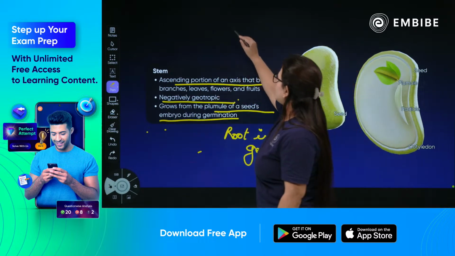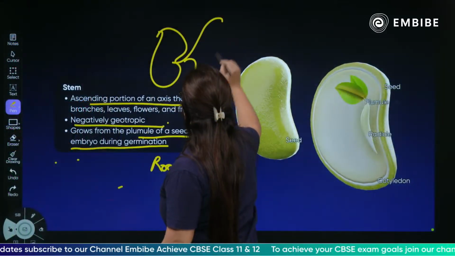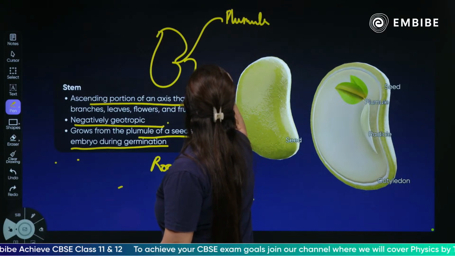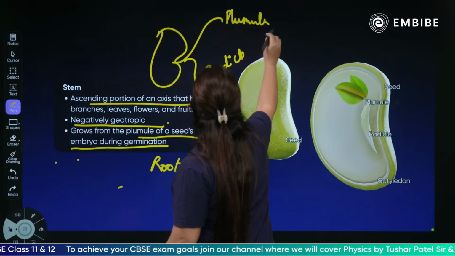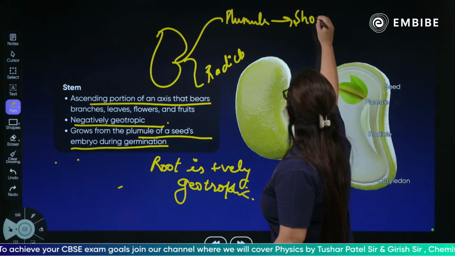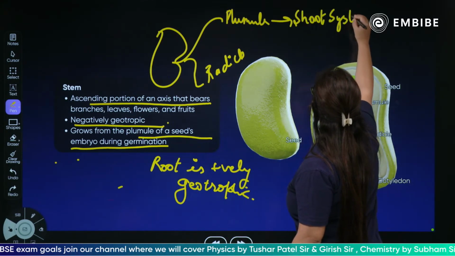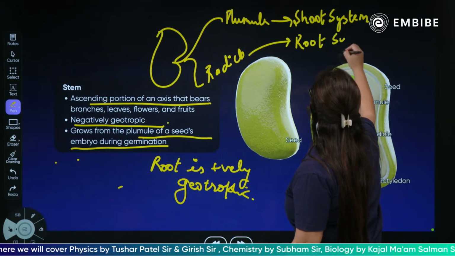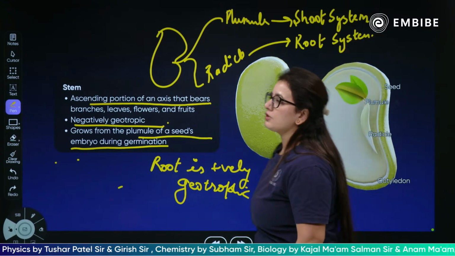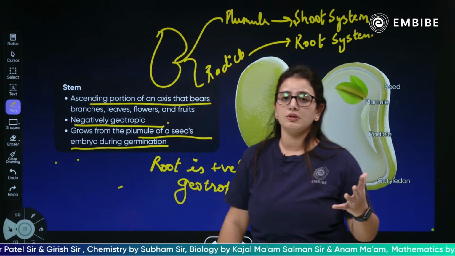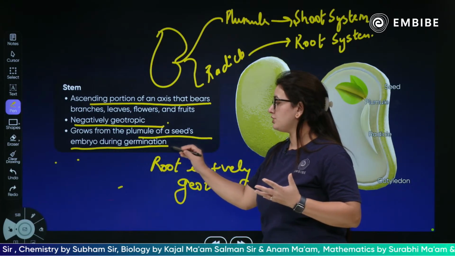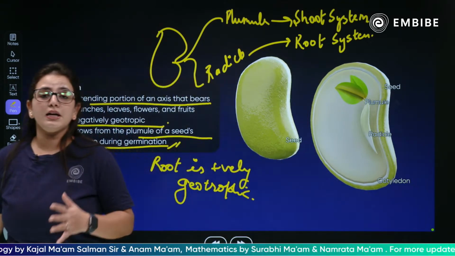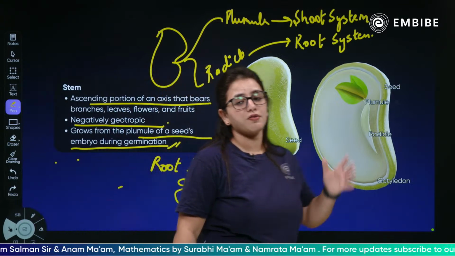Yes, in a dicot seed, if I talk about it, there are two parts. One is the plumule, another is the radicle. Yes, this plumule part will further develop into a shoot system, while the radicle will develop into a root system. So this is what we are talking about regarding the stem. The stem grows from the plumule of the seed's embryo during germination. When the embryo germinates, the plumule part will convert into a shoot system, and the shoot system consists of a stem.